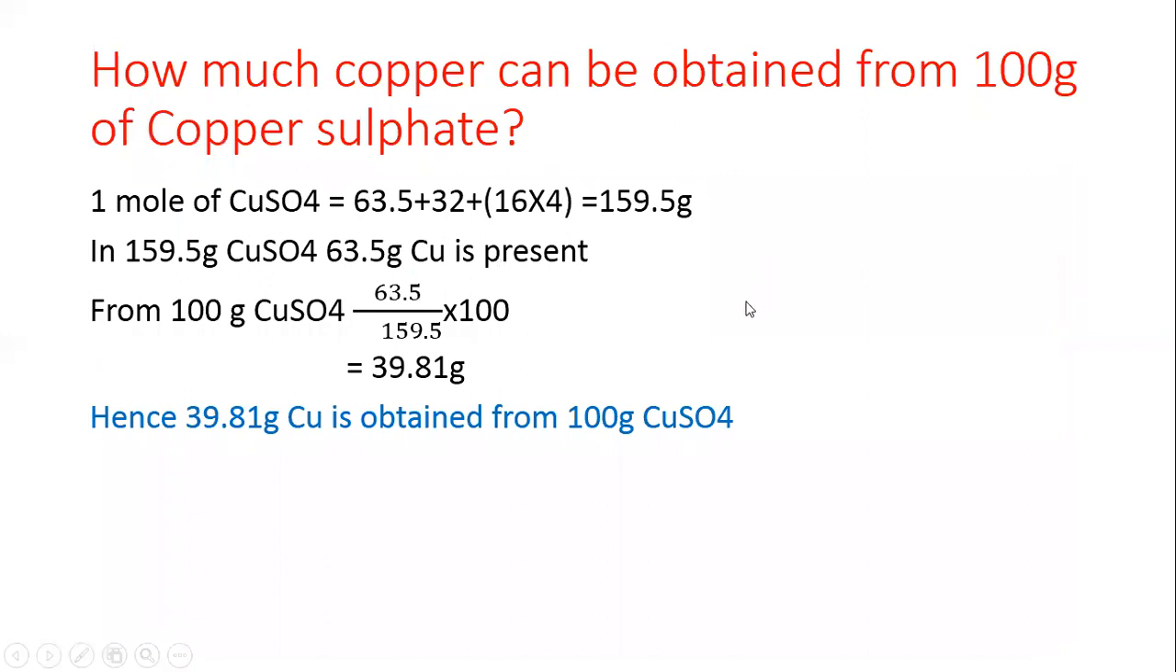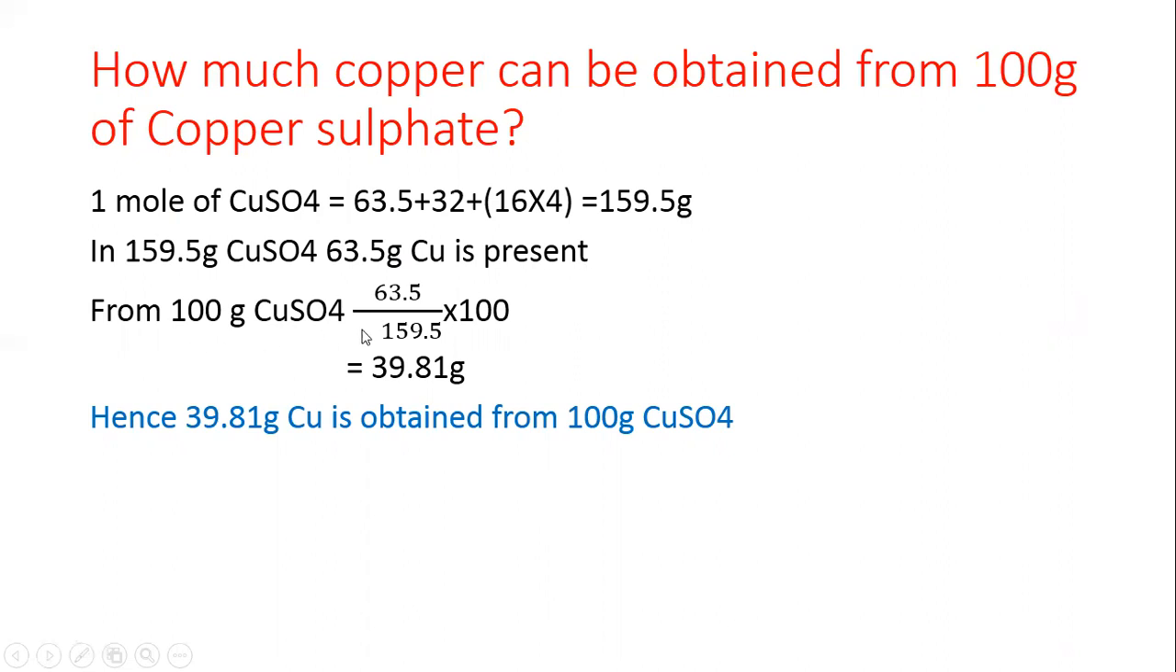How much copper can be obtained from 16 gram of copper sulphate? तो फर्स्ट तो मोलर मास ऑफ कॉपर सल्फेट निकालेंगे हम. 1 मोल ऑफ कॉपर सल्फेट इक्वल टू 63.5 एटॉमिक मास ऑफ कॉपर प्लस 32 एटॉमिक मास ऑफ सल्फर प्लस 16 एटॉमिक मास ऑफ ऑक्सीजन into 4 equal to 159.5 gram. In 159.5 gram copper sulfate, 63.5 gram copper is present.